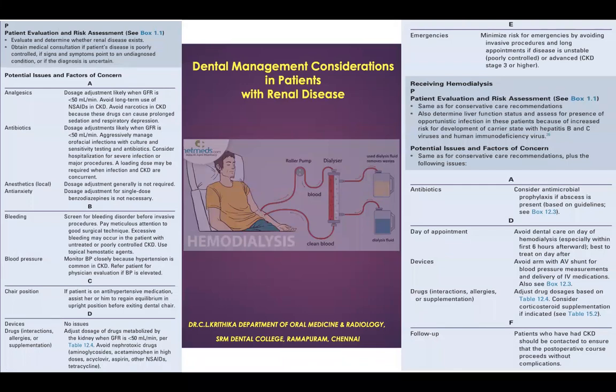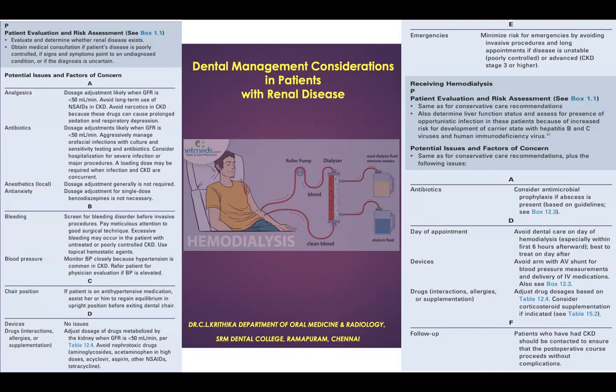This is a short recap on dental management considerations in patients with renal disease. Patient evaluation and risk assessment. Evaluate and determine whether renal disease exists. Obtain medical consultation if the patient's disease is poorly controlled, if signs and symptoms point to an undiagnosed condition, or if the diagnosis is uncertain.